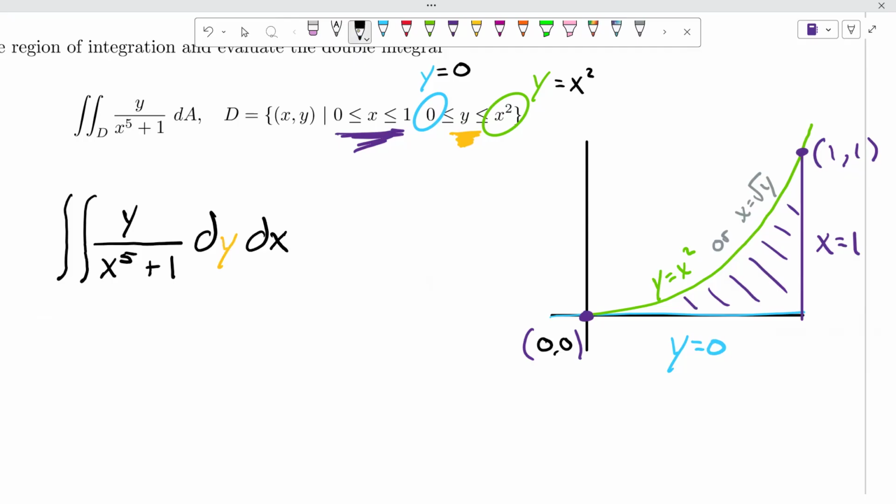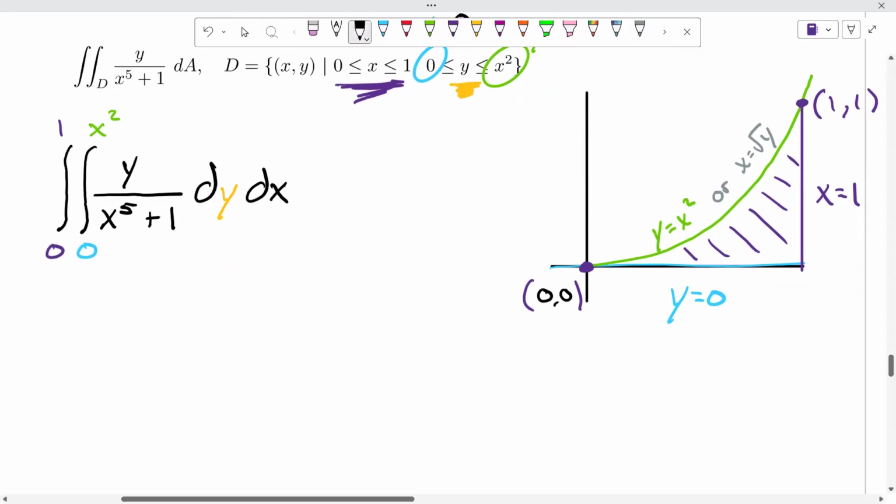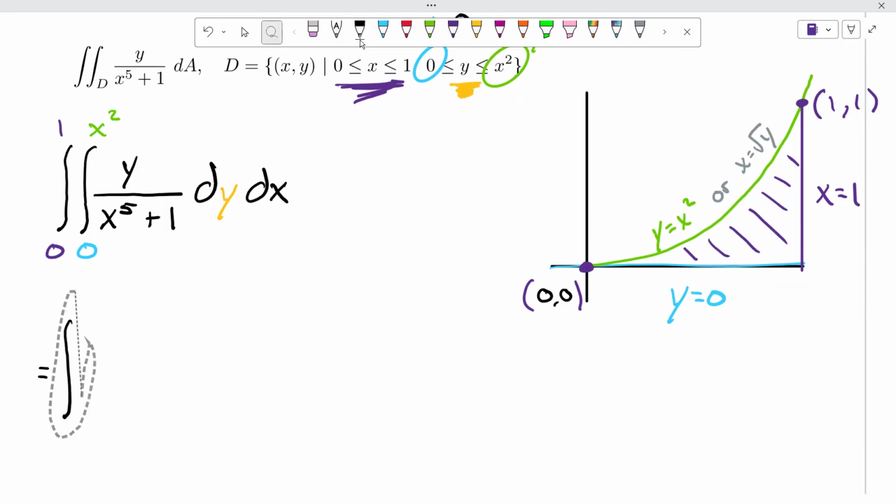And I landed on y first, which has upper and lower limits of x squared and 0 respectively, meaning that x is between 0 and 1. Because then this thing integrates to, if I just integrate y, what am I going to get? So I'm integrating y dy, which would be y squared over 2. So I'll have a 1/2 that shows up.